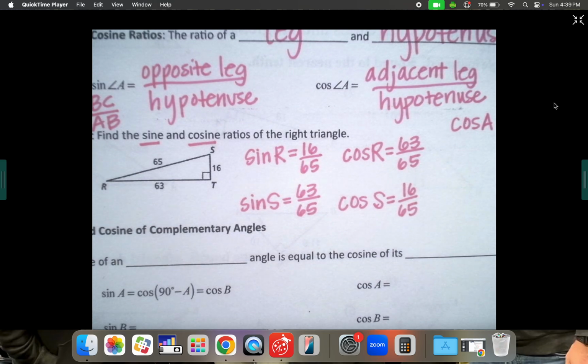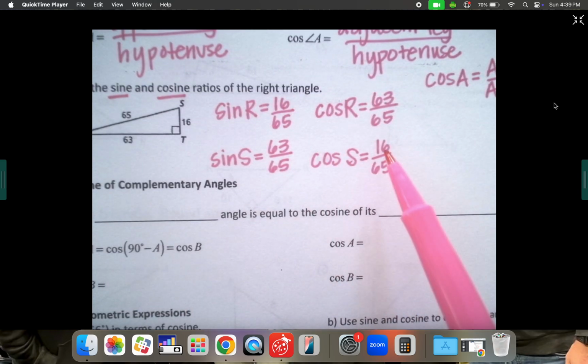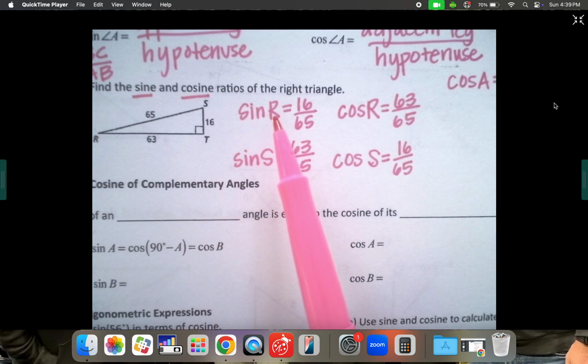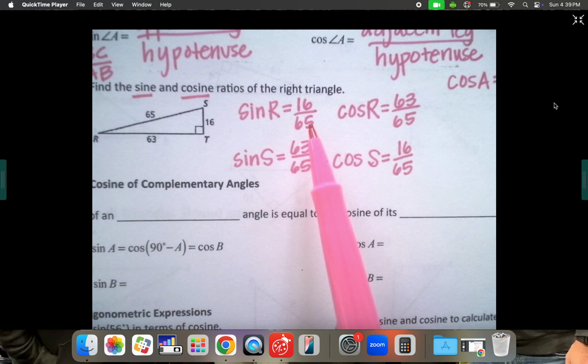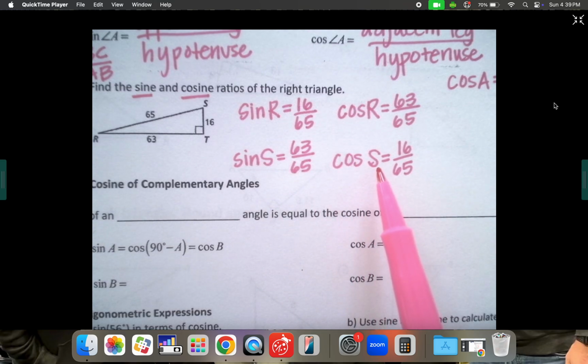Okay, here's what I want you to notice. Just looking at these ratios, can you see that sine R is 16 over 65, and so is cosine of the other angle S?